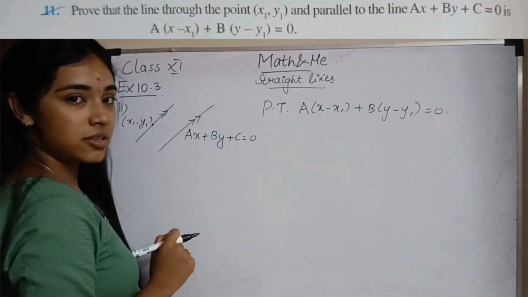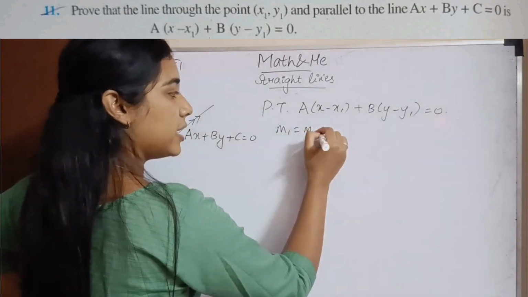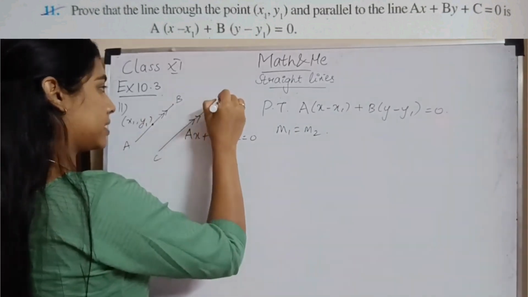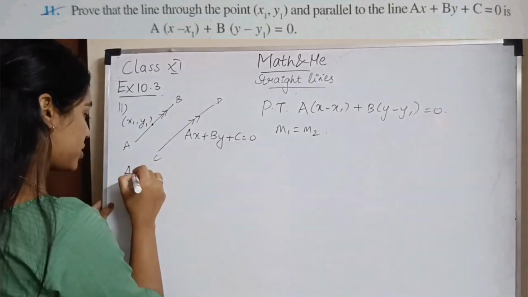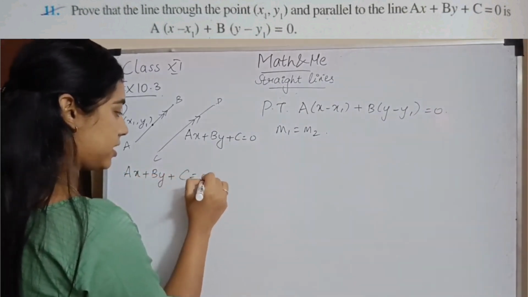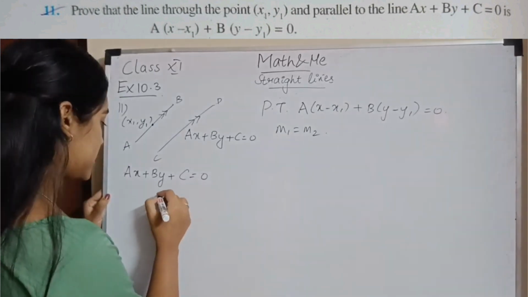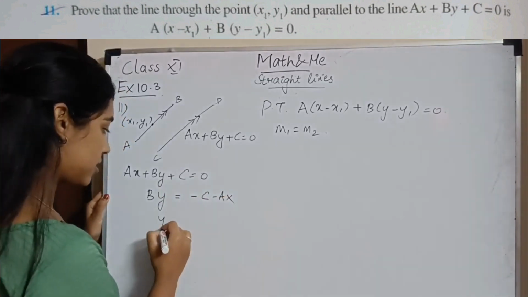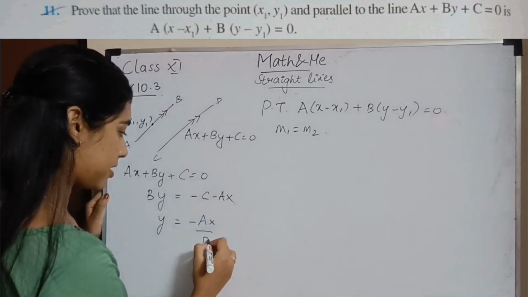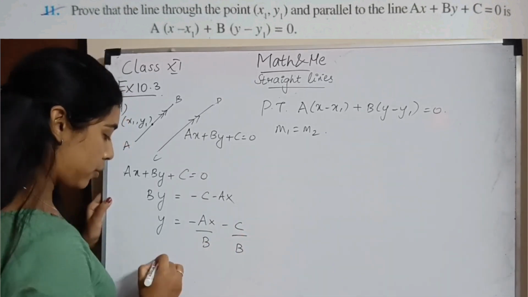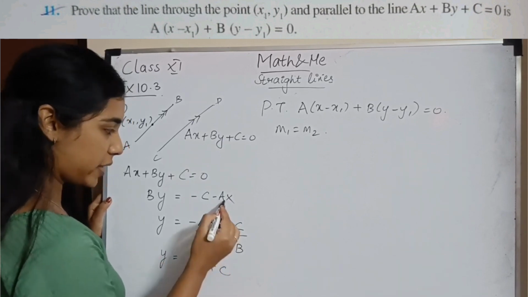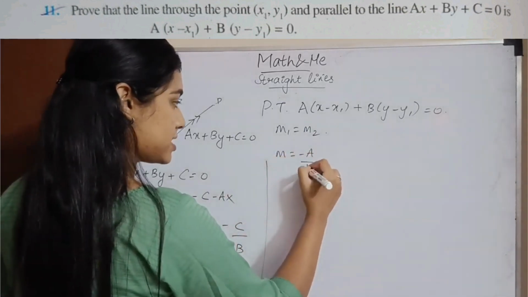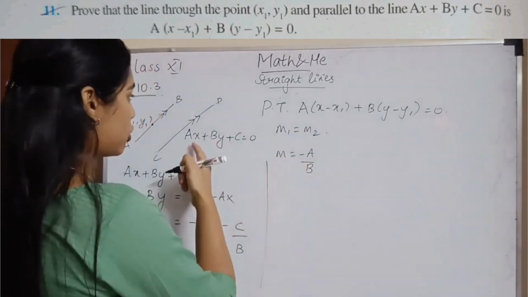So when you have parallel lines, what do you know? You know that their slopes are equal. Correct? So assume this is line AB and this is line CD. So when you take the equation AX plus BY plus C equals 0, I'm going to isolate Y on one side. So BY equals minus C minus AX. Y equals minus AX divided by B minus c divided by b. I want it to be of the form y equals mx plus c. That's why I rearranged this in the next step. So what is your m? Your slope is minus a divided by b, which is in our case slope m2.